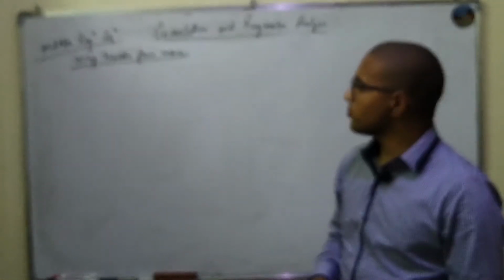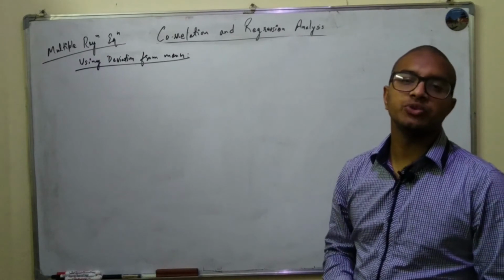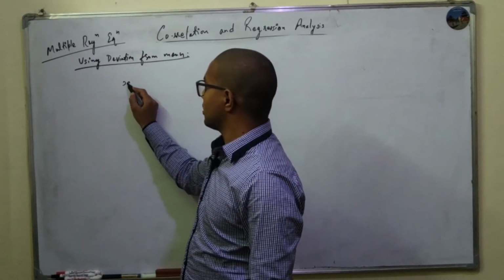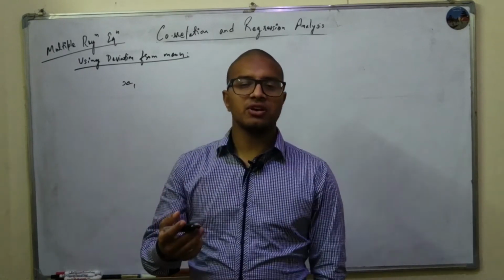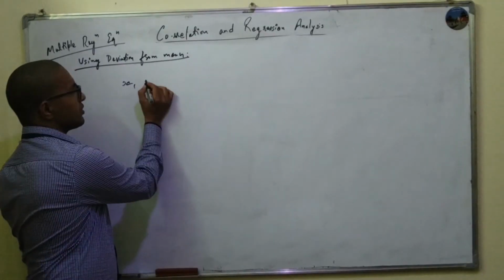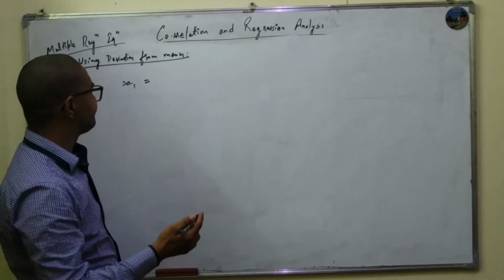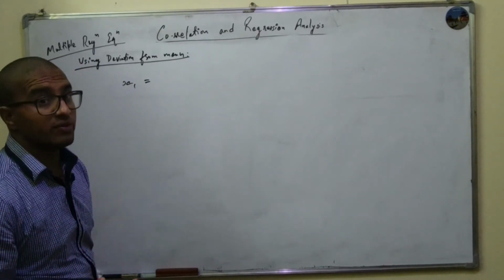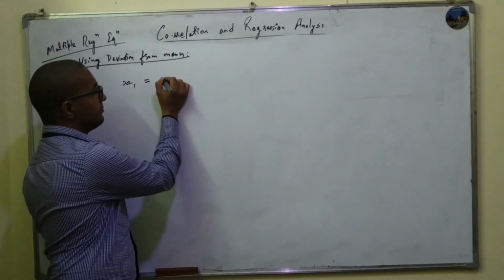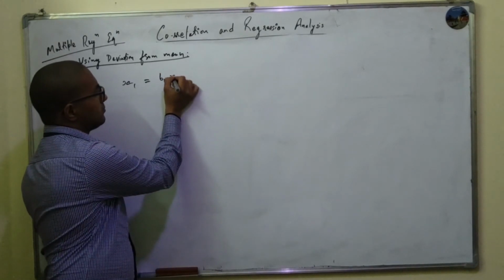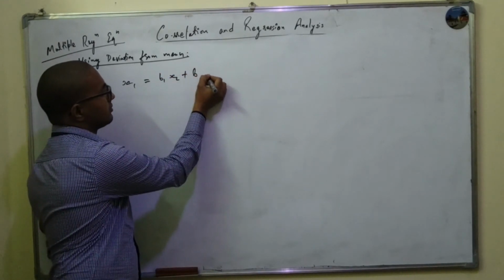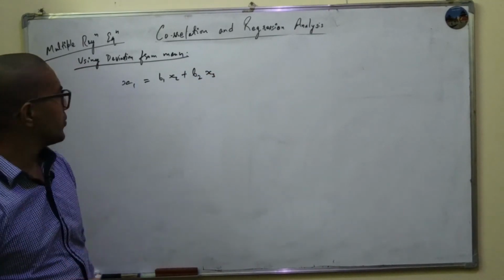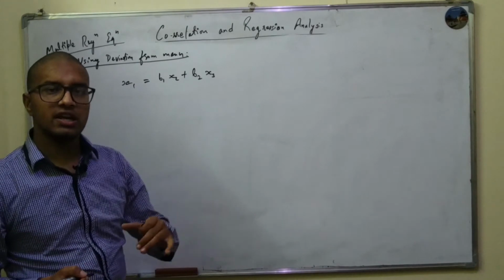Same thing again, but what we will do now is use deviation from mean. Suppose x1 is your dependent variable. We will use the same equation again, but we won't have the intercept a over here. We will only have b1 x2 plus b2 x3. We will just have this much in our equation.